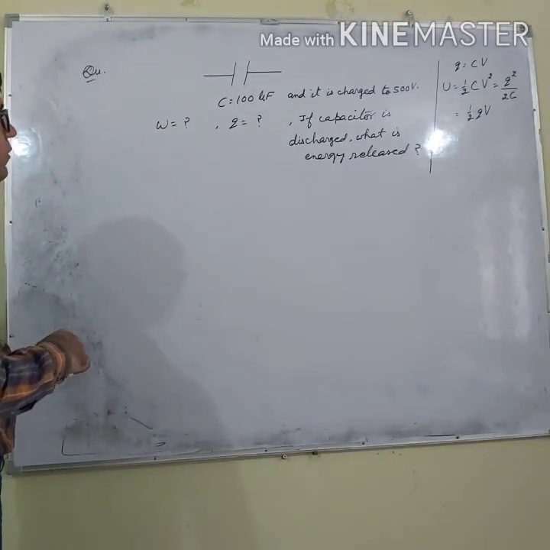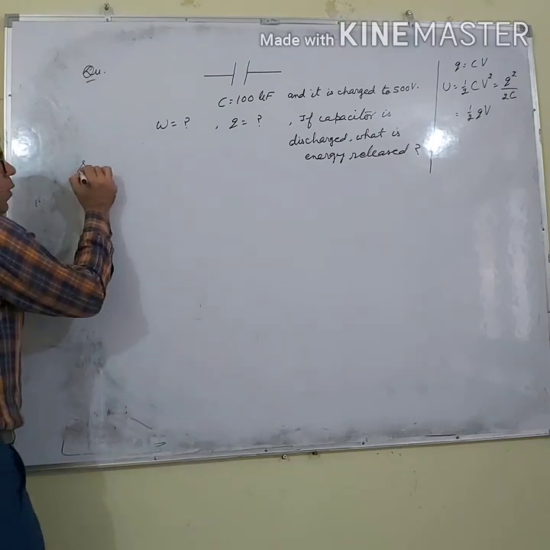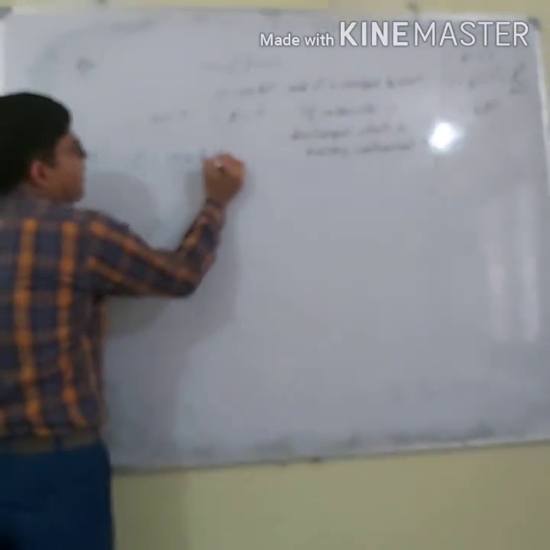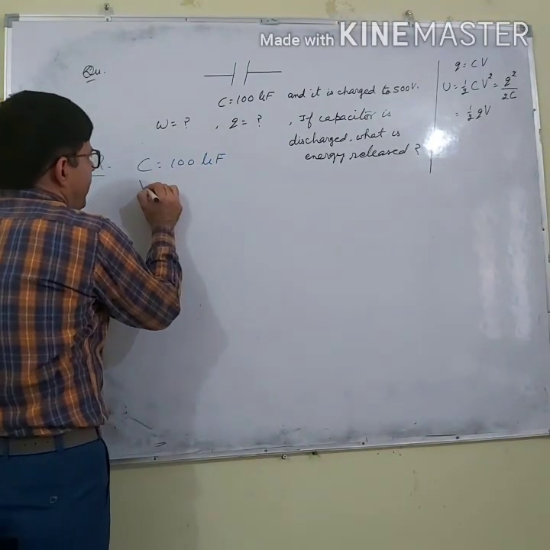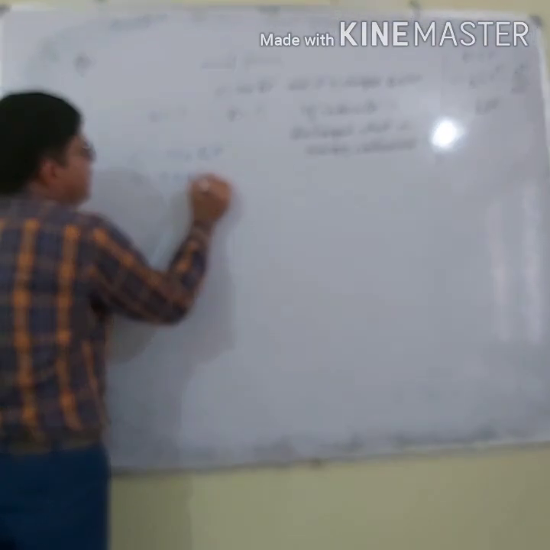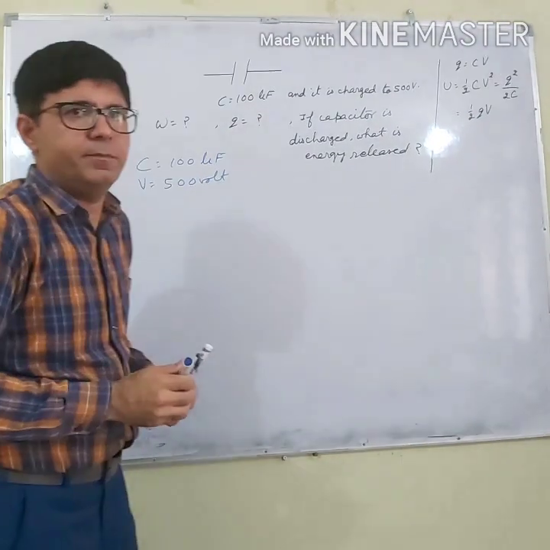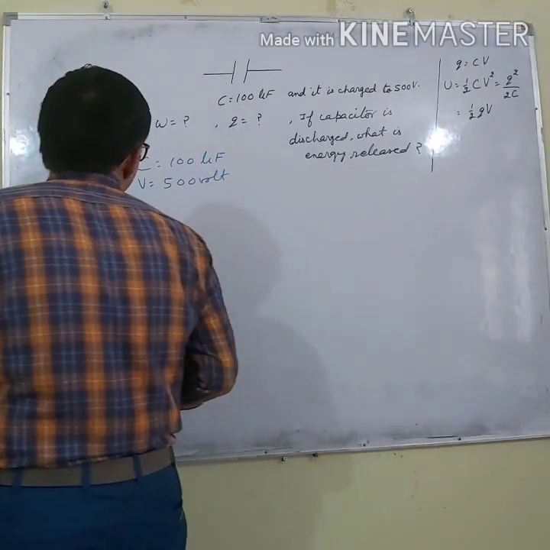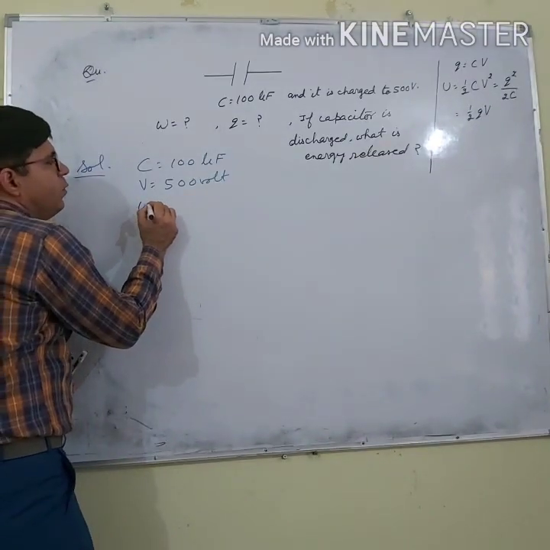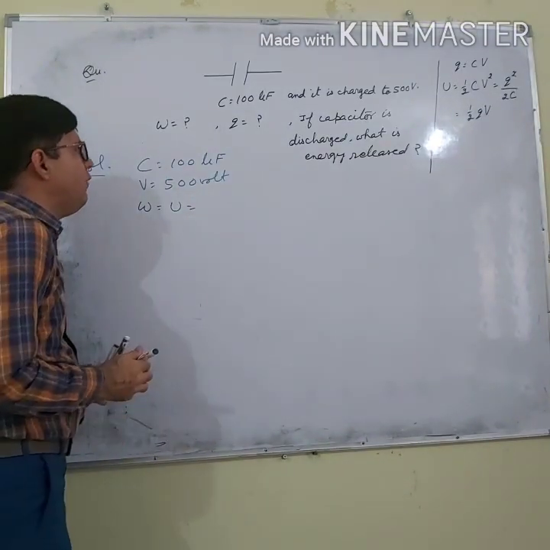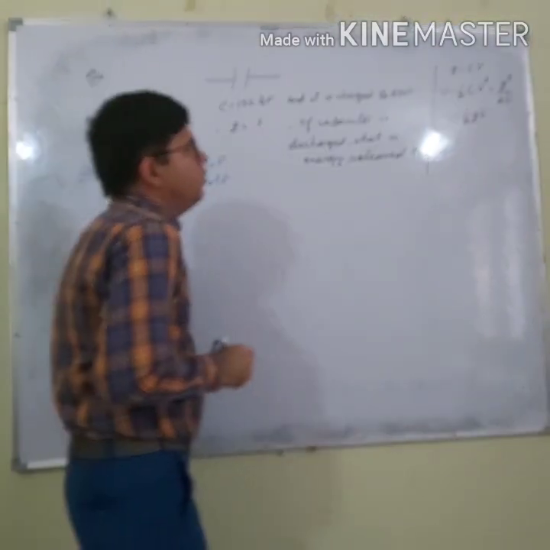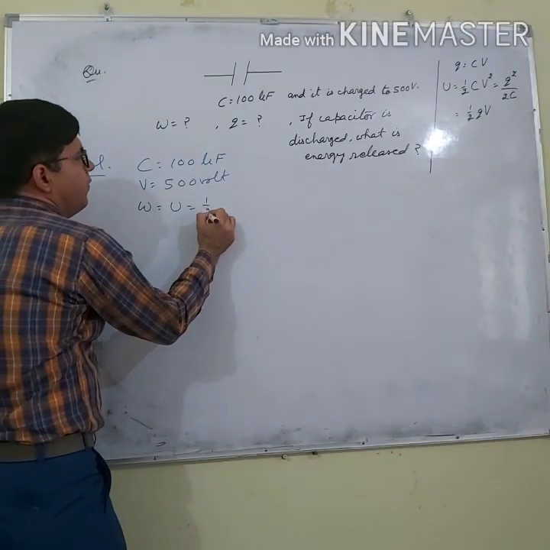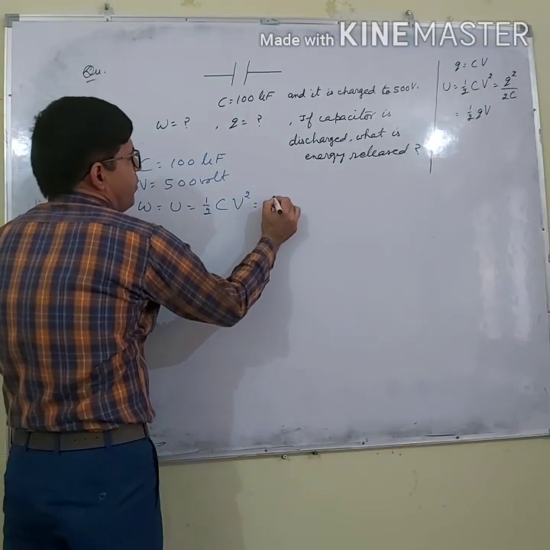So let's do this. Here I am given a capacitor whose capacity is 100 microfarad and it is charged to a potential of 500 volt, right? Now what is the work done? We know that work done is stored in the form of potential energy. So here work done is potential energy. Which formula will I use? I am having C and V, so I will use the formula half CV square.